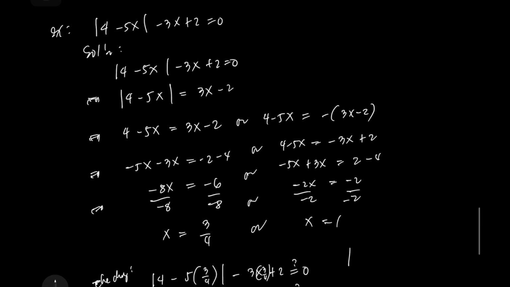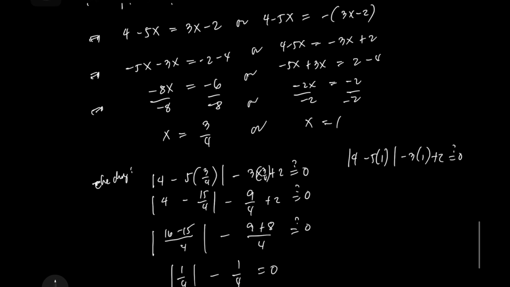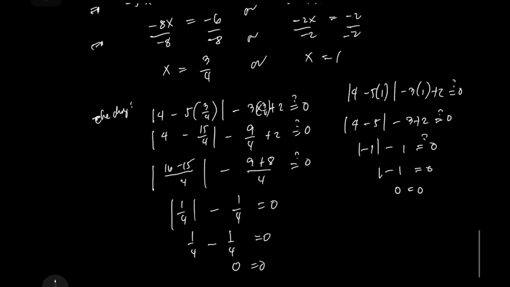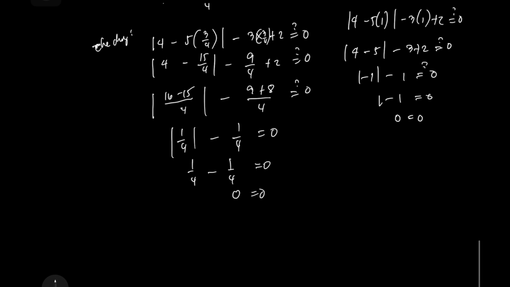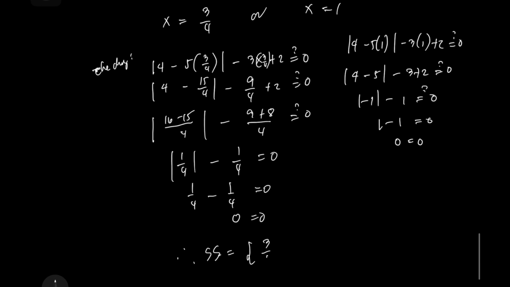How about 1? So we have 4 minus 5 times 1 minus 3 times 1 plus 2, is it equivalent to 0? So that's 4 minus 5 minus 3 plus 2. So this is negative 1 minus 1. So that is 1 minus 1 is 0. So 0 equals 0. So therefore 1 is also a solution. So both 3/4 and 1 are solutions. So the solution set is 3/4 and 1.